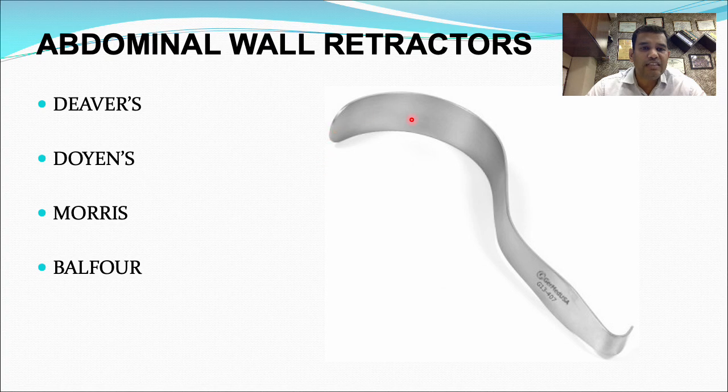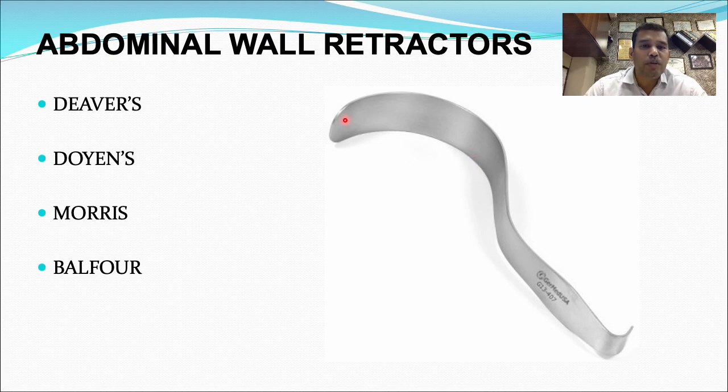So this is an almost S-shaped instrument. It is called the Devers retractor, an abdominal wall retractor. You can remember Dever for liver. So basically it is used to retract the liver in the upper abdomen. So you have to see the structure that is beneath the liver. So what are the structures beneath the liver you want to operate?